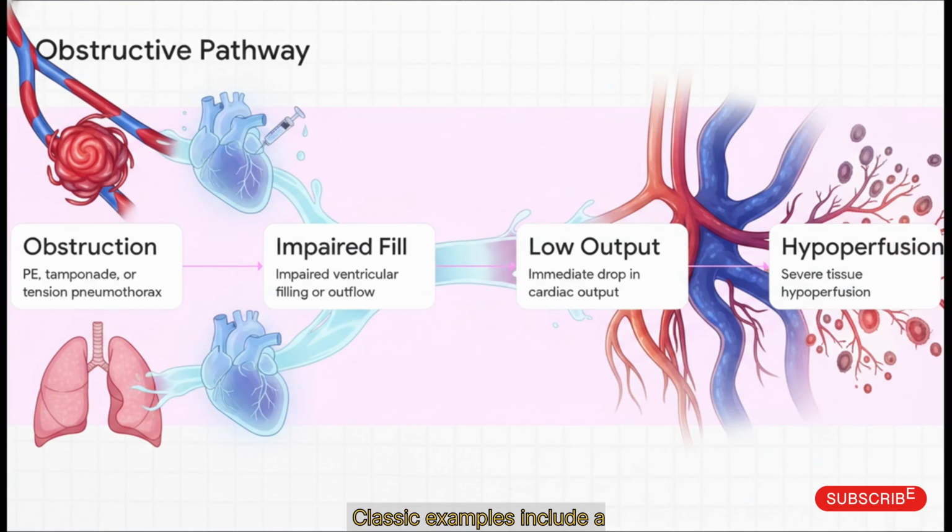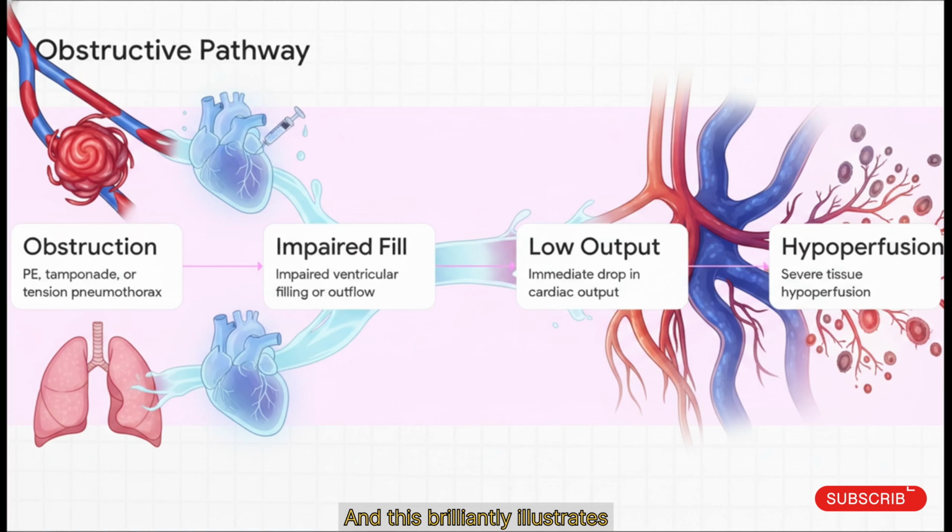Classic examples include a massive pulmonary embolism completely blocking blood flow to the lungs, a tension pneumothorax crushing the mediastinum, or cardiac tamponade where fluid in the pericardial sac literally squeezes the heart so hard it can't even expand. This obstruction leads to severely impaired ventricular filling or outflow. The result is an immediate drop in cardiac output and severe tissue hypoperfusion.